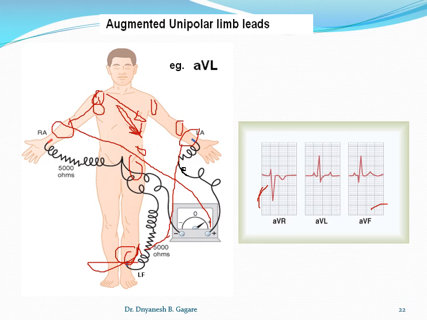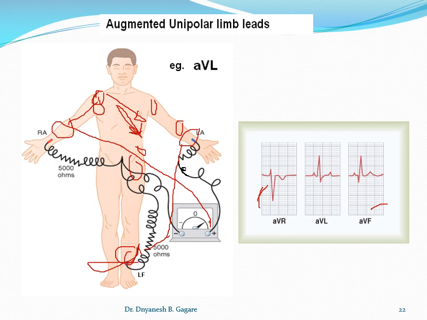So this is what we discussed theoretically: the combination of wires, leads and electrodes, where you have to keep the electrodes, how they are connected to the ECG machine, and how the waves are positive and negative. Okay, students, in the demonstration, the actual practical, I will show you again how the ECG is recorded.